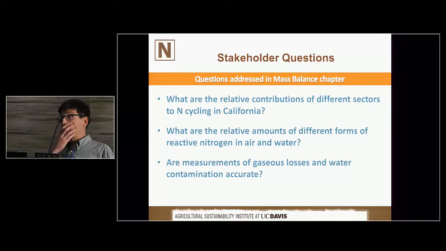And so there's a lot of discussion about nitrogen in California, about who's to blame for the nitrogen problems. That was not our goal, to assign blame in California, but our goal was to document the relative amounts of nitrogen that are used.